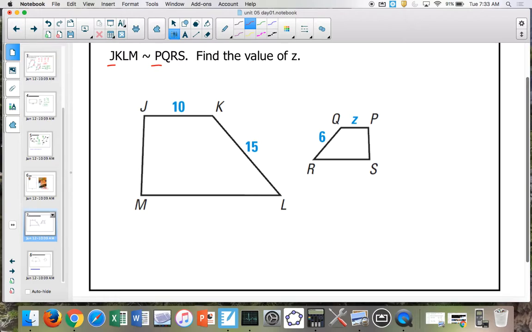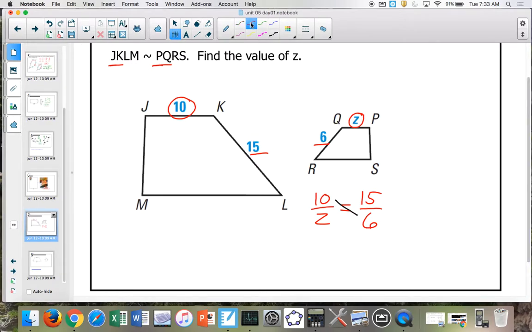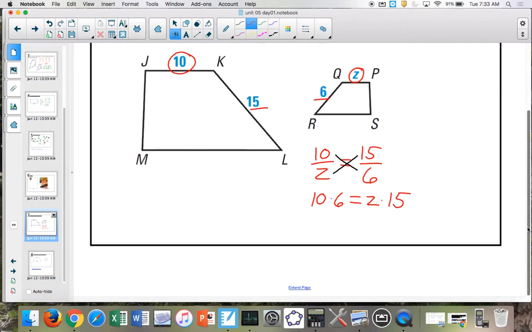So the JK side, which is 10, should match up with PQ, which is Z. So let's write our proportion. And once again, now we just cross multiply. And now solve the equation.